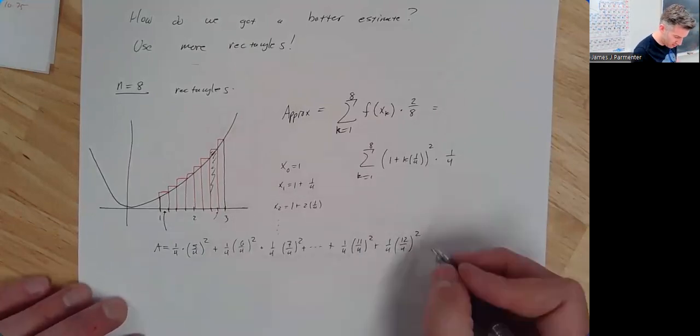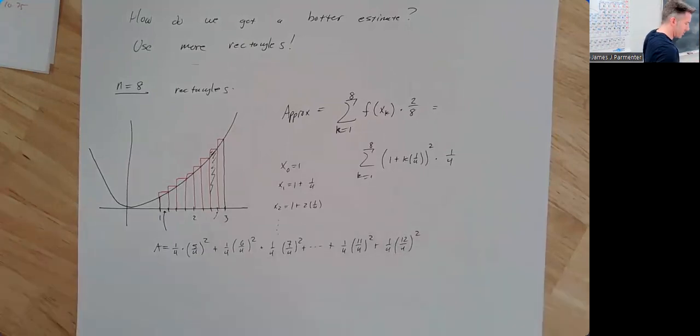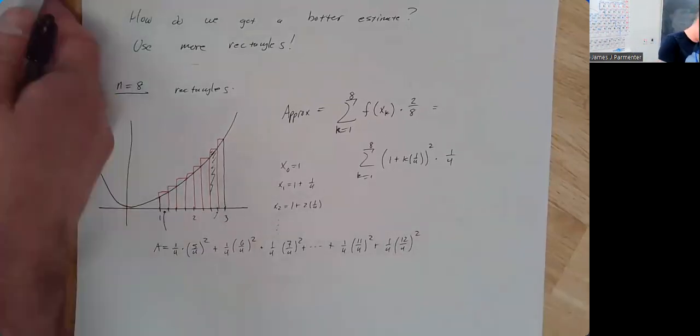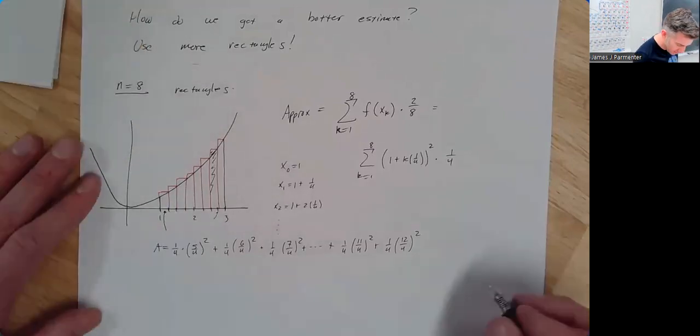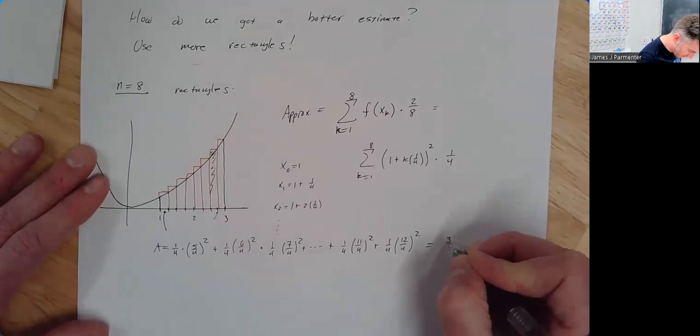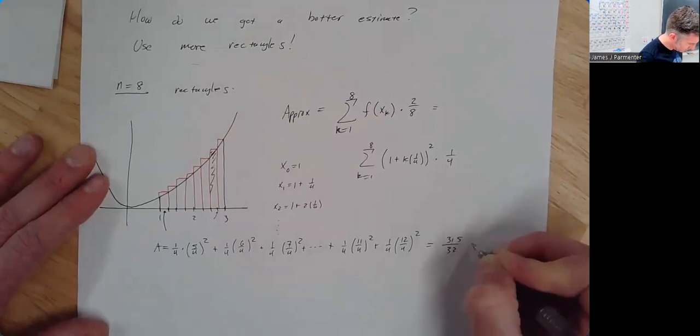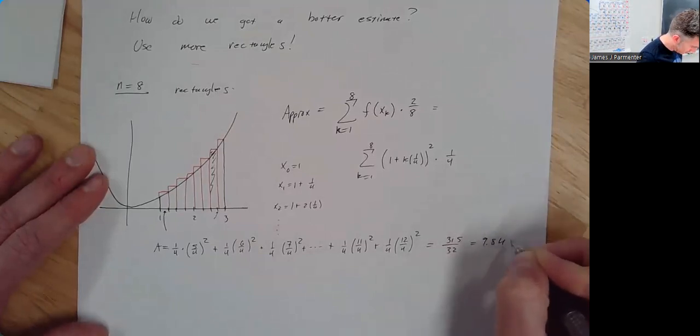If we add those all up, it doesn't really matter. Okay, it matters. We actually add them all up. I think I did it. Let's see if I actually did it. I did. If you add those all up, you get 315/32, which is equal to 9.84375.